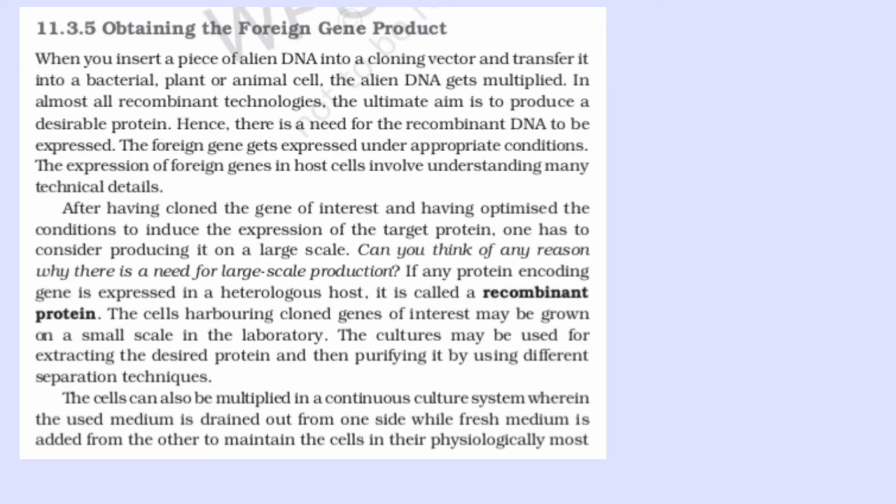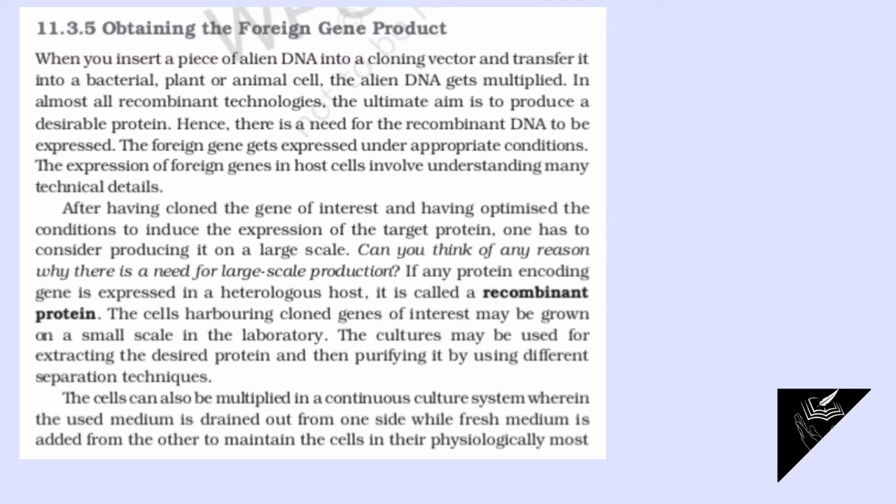The expression of foreign gene in host cells involves understanding many technical details. After having cloned the gene of interest and having optimized the conditions to induce the expression of the target protein, one has to consider producing it on a larger scale. Can you think of any reason why there is a need for larger scale production? If any protein encoding gene is expressed in a heterologous host, it is called a recombinant protein.